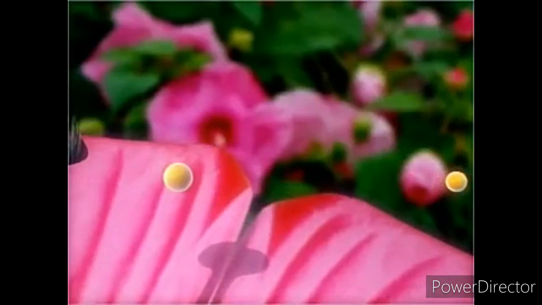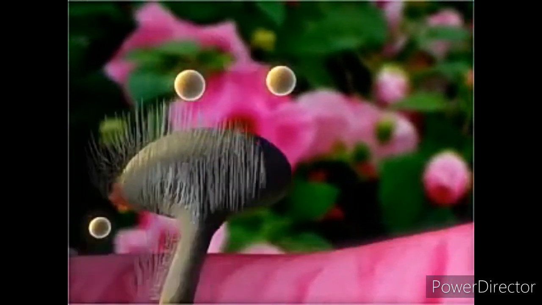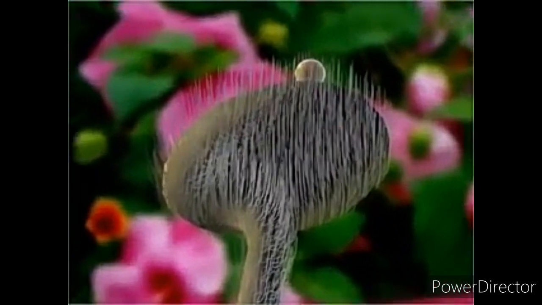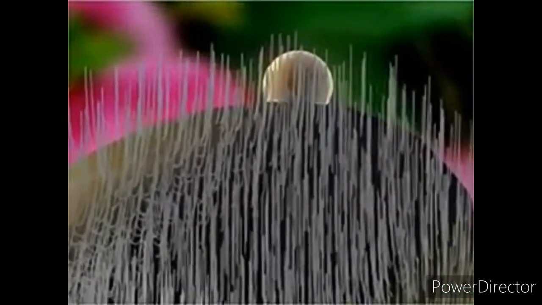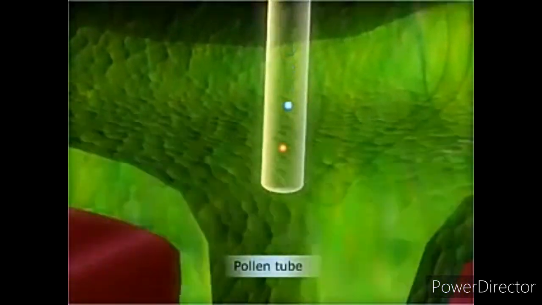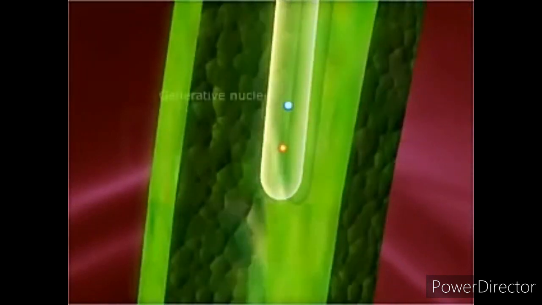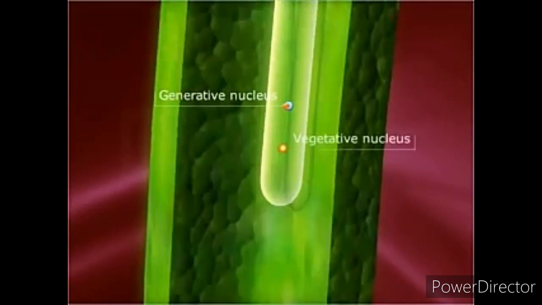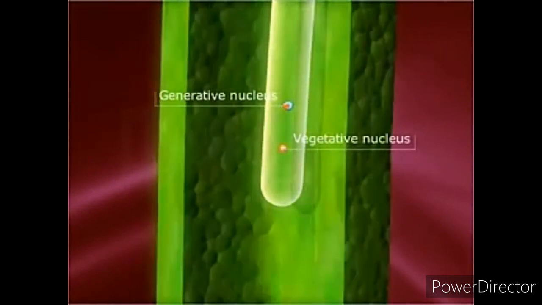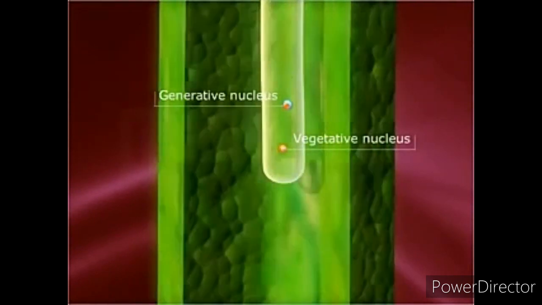On reaching the stigma, the pollen grain containing two nuclei germinates to produce the pollen tube. The pollen tube grows down into the style, deriving nutrition from it. The generative nucleus and the vegetative nucleus of the pollen grain move to the lower end of the pollen tube.